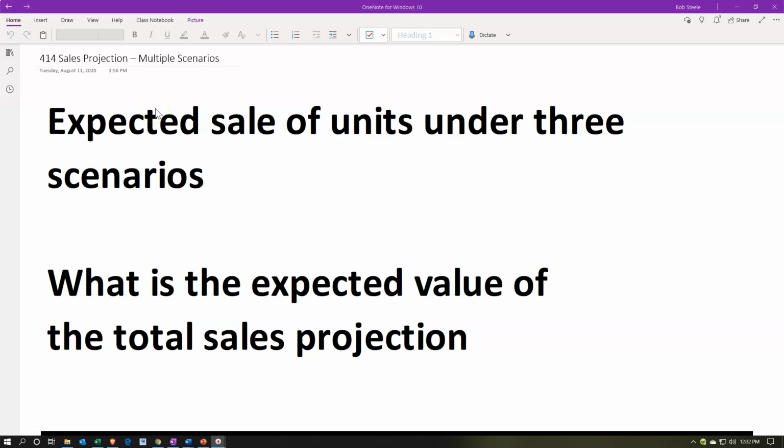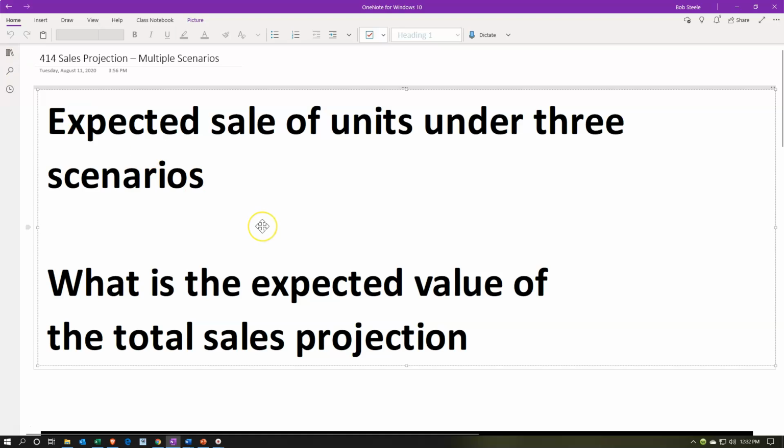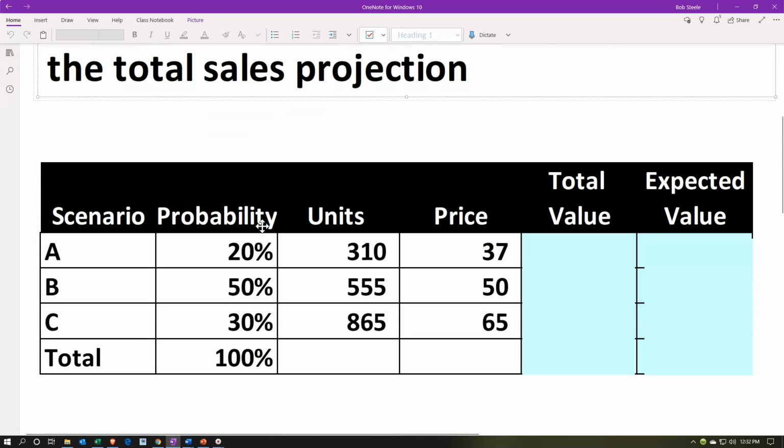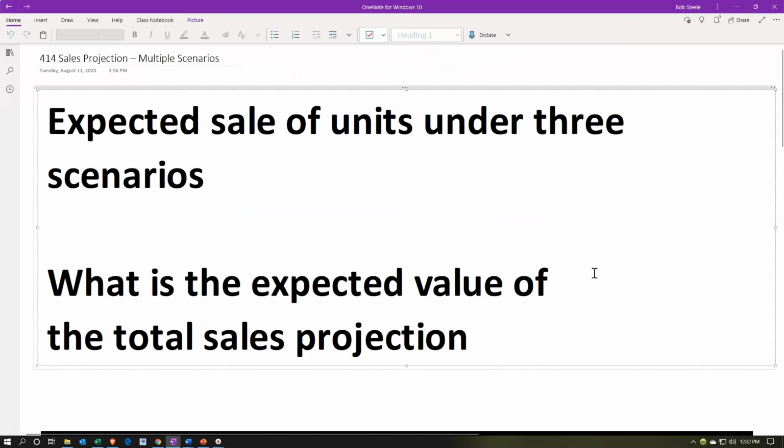Here we are in OneNote. If you would like to follow along in OneNote, you're not required to do so, but if you have access to it and would like to, we are in the 414 Sales Projection Multiple Scenarios tab under the Practice Problems section. We have our information up top. We will use that to populate the blue area, doing our calculations down here in the blue area of our worksheet. So what we have are expected sales of units under three different scenarios.